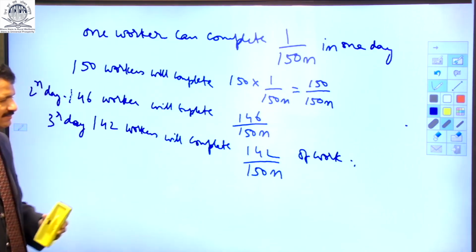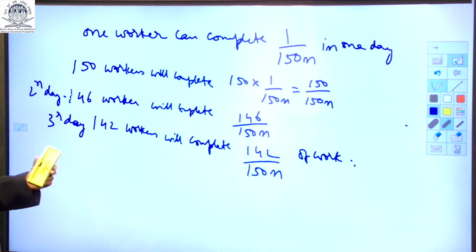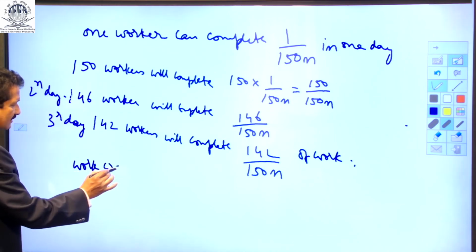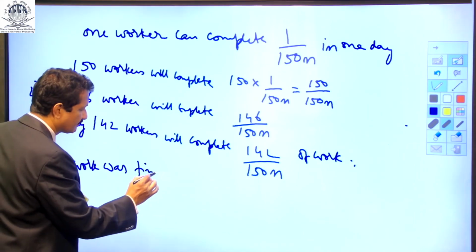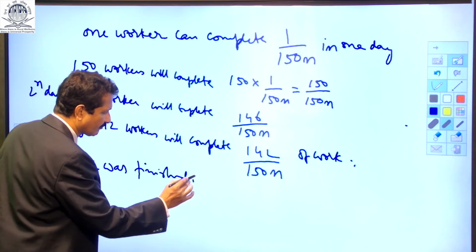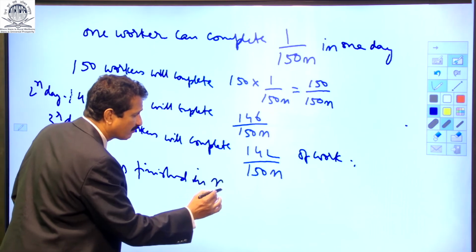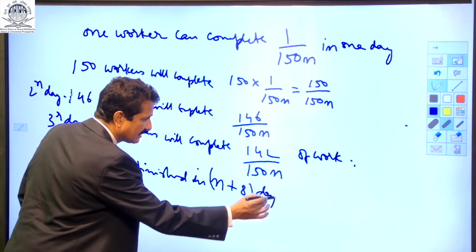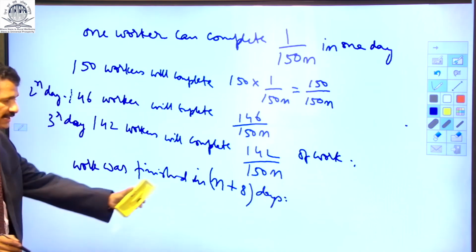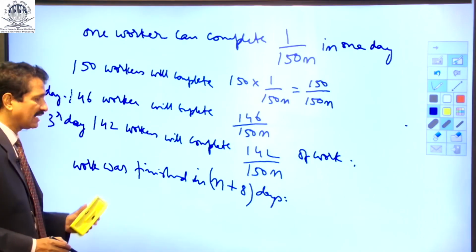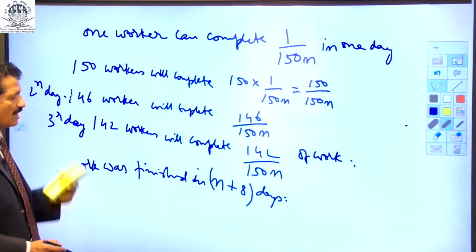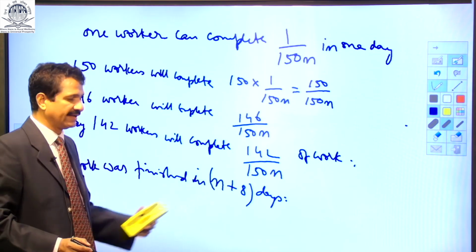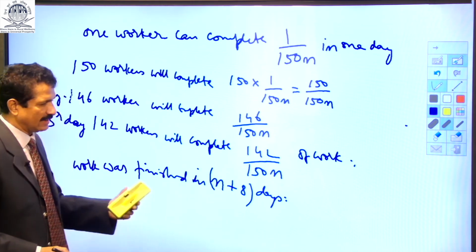So in this manner, the work was finished in n plus 8 days, because it took 8 more days. Had 150 workers worked, it would have taken only n days, but 4 members are dropping every day. The work continued for another 8 days, and the total number of days is n plus 8.